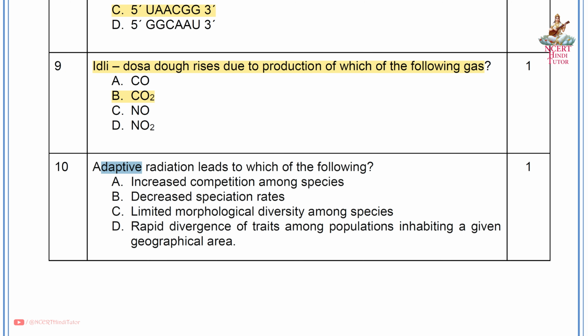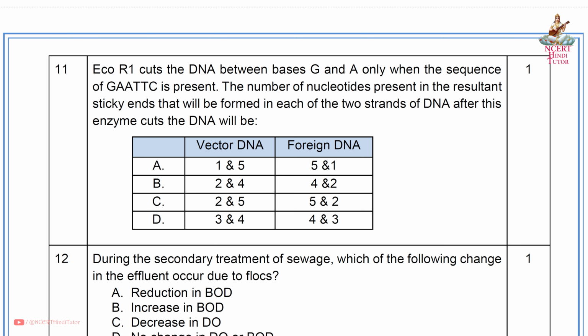Question 10. Adaptive radiation leads to which of the following? Answer D, rapid divergence of traits among populations inhabiting a given geographical area. Question 11. EcoRI cuts the DNA between bases G and A only when the sequence of GAATTC is present. The number of nucleotides present in the resultant sticky ends that will be formed in each of the two strands of DNA after this enzyme cuts the DNA will be. Answer A, vector DNA 1 and 5, foreign DNA 5 and 1.